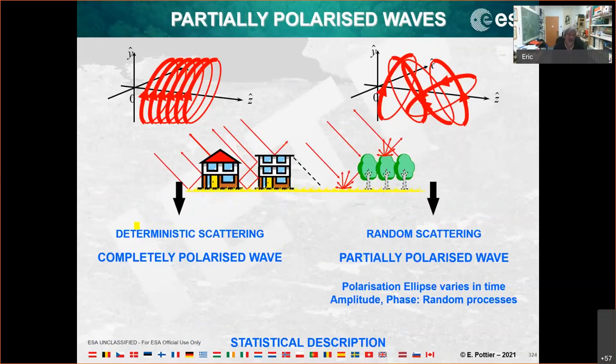Okay, and now if we continue to describe this dual-pol case, we have to introduce, as we did yesterday, the distinction between pure target and distributed target. Here it will not be a target, but a wave. So in a way, we have what we call the completely polarized wave, which corresponds to the pure target, and the partially polarized wave will correspond to the distributed target.